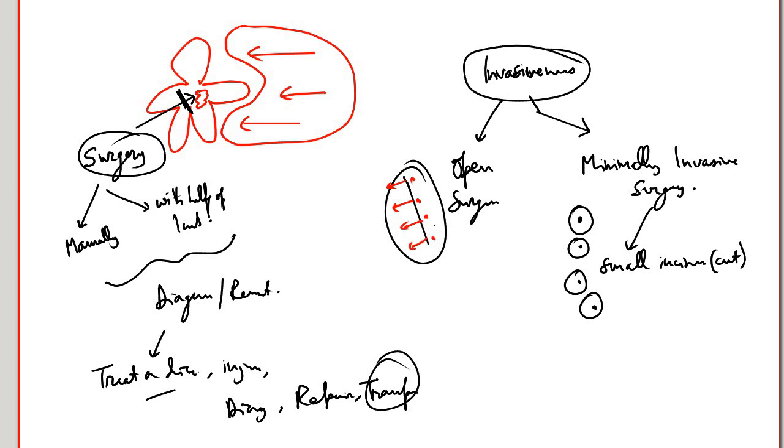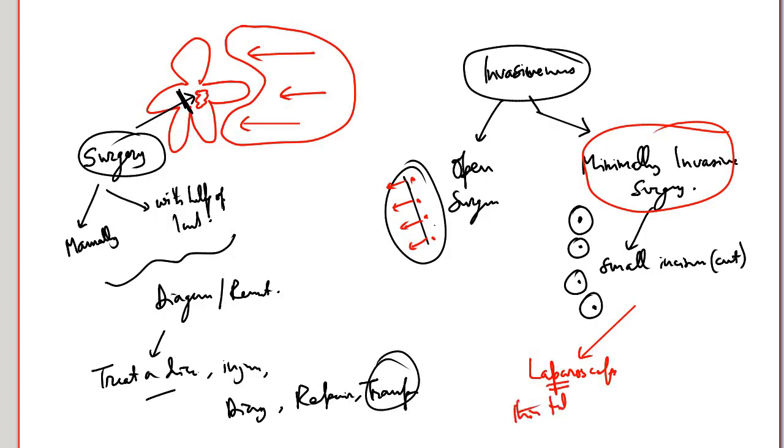Now there are two very interesting types of minimally invasive surgery. One is laparoscopic surgery, where we use a laparoscope, which is basically a thin tube with a camera, and tiny instruments to operate mainly inside the stomach. So this is laparoscopy. And next is the topic of today, which is robotic surgery. Okay. Now this is our topic.